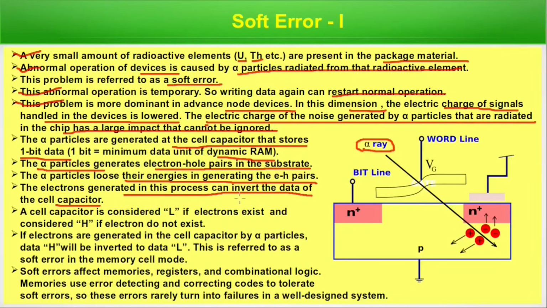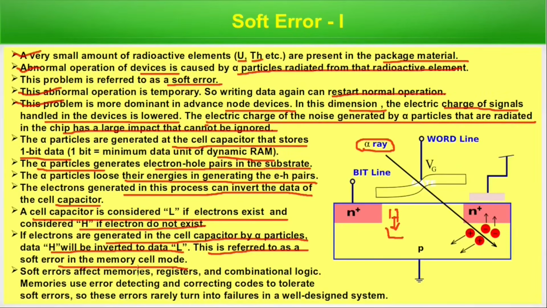In this process, extra electrons are generated because of these alpha particles. A cell capacitor is considered low if electrons exist and considered high if electrons do not exist. If it's in high state, and because of alpha particles these extra electrons are there, so it initially didn't have electrons, so it was in high state. Now electrons are there, so it becomes low state. So state is changed. If electrons are generated in the cell capacitor by alpha particles, data H will be inverted to data L. This is referred to as soft error in the memory cell mode.